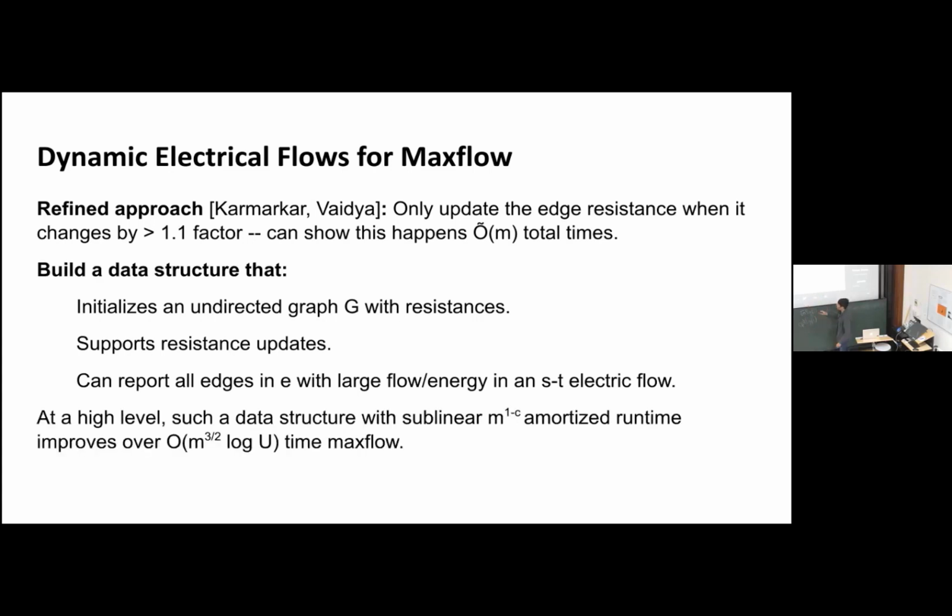So at a high level, if we're able to build a data structure that supports these sort of updates and queries, where every update and query runs in sublinear amortized time, so m to the 0.99, let's say, then we can get an algorithm that's faster than m to the 3/2 for Maxflow. There's a large sequence of reductions, but this is the high level idea to keep in mind. We just need a data structure that supports resistance updates and query what are large electric flow edges in sublinear time, and then we're good to go.